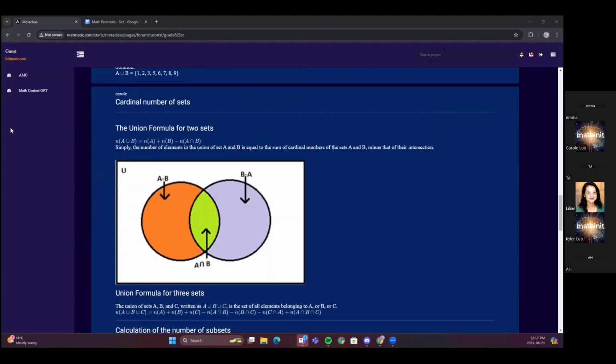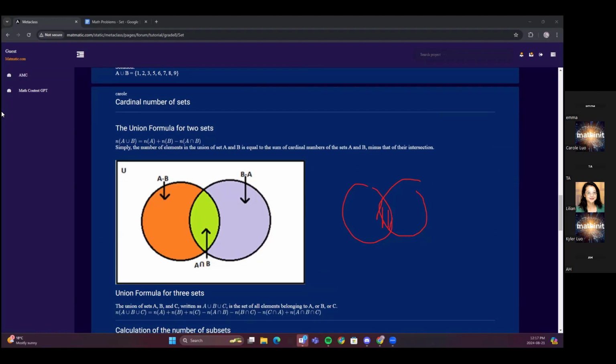In that example, we use the union formula of two sets, which is A union B is equal to A plus B minus A intersect B, which is like you use a Venn diagram, and it's like you have two circles over each other, and then you subtract the middle part because they're overlapping and you only want one layer of things.